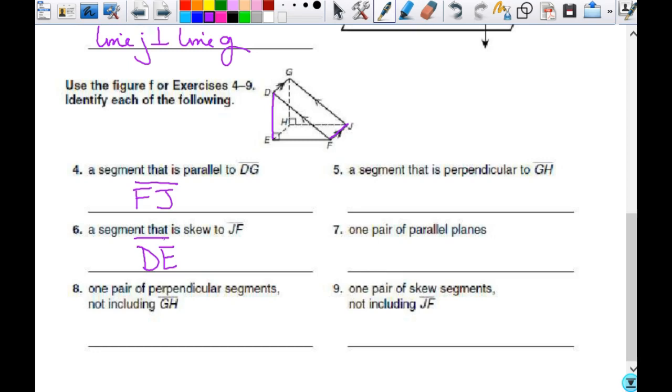All right, one pair of perpendicular segments not including GH. So I can't use GH and HJ, but the only other ones I have are DE. I could say DE is perpendicular to what? FE, and you've got to make sure that you're naming the segments like you're supposed to. A segment that is perpendicular to GH. What's perpendicular to GH? HJ.